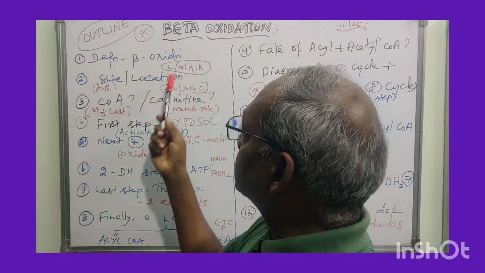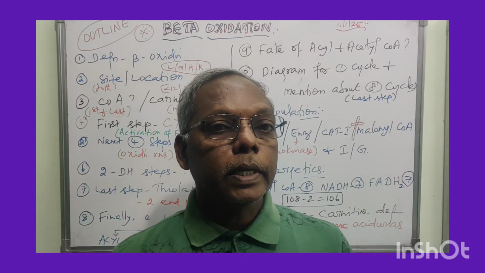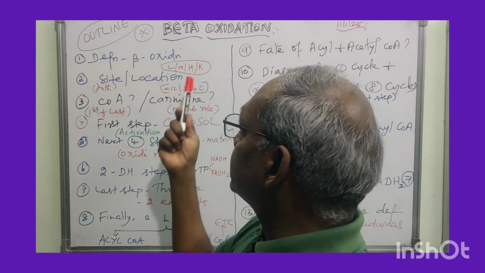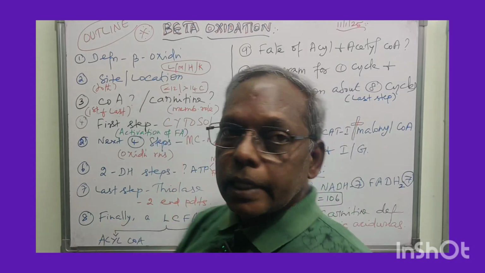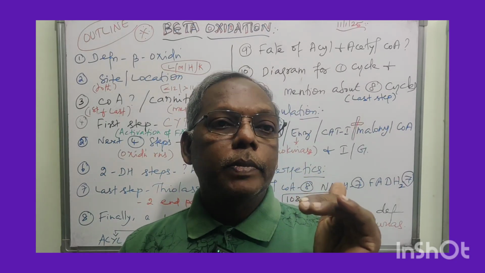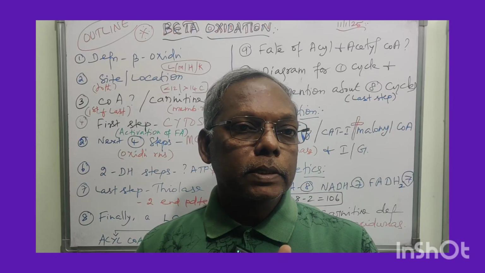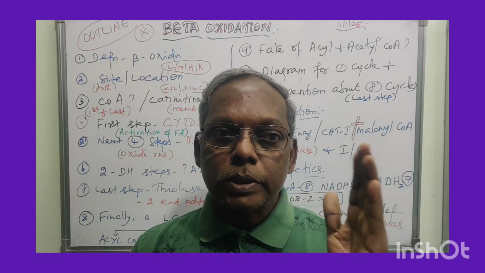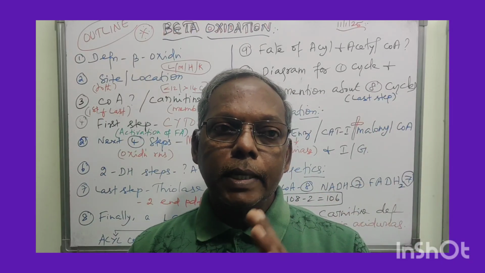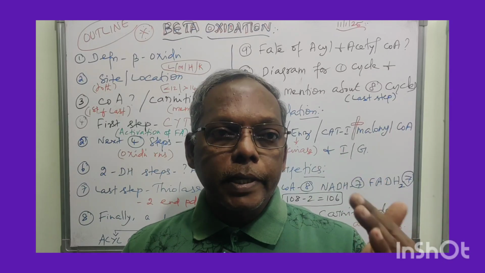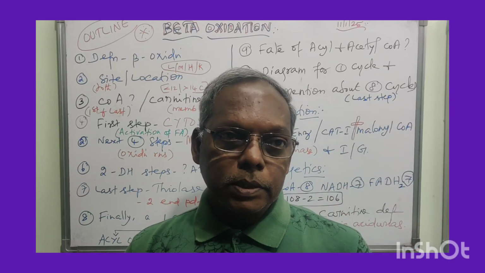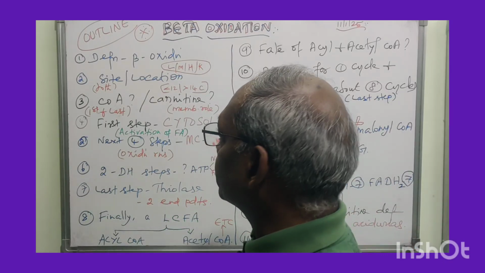Here the organs are liver, muscle, heart and kidney, some percentage in kidney. As for the site, the first step usually occurs in the cytosol, and the remaining reactions occur in the mitochondria. So both cytosol and mitochondria is the answer for the site of beta oxidation. Very, very important MCQ point.